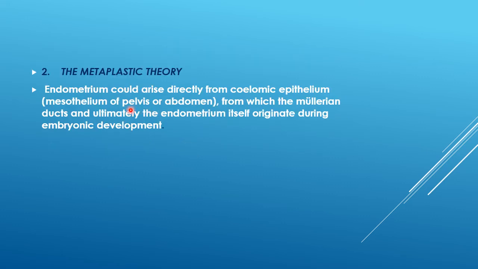This is the metaplastic theory. The endometrium could arise directly from coelomic epithelium, that is the mesothelium of the pelvis or abdomen, from which the Mullerian ducts and ultimately the endometrium itself originate during embryonic development. So this is the metaplastic theory.